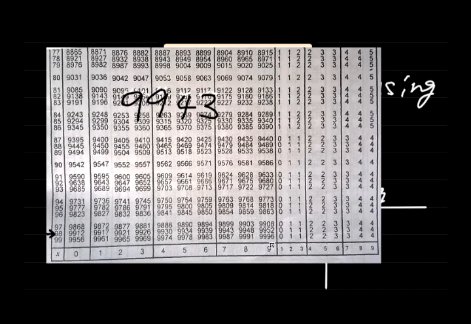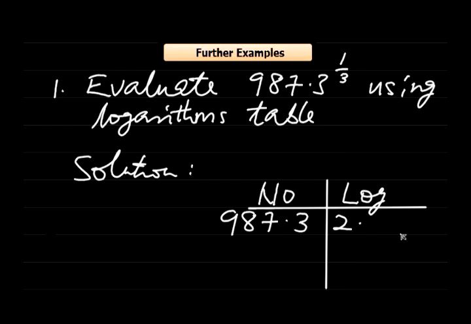Difference 3. You go to the differences here. That's 3 here. You trace it up. That is 1. So you add 1 to that value. That will give us 9944. That's our logarithm. And so we have 2.9944. The next thing we do now is to divide this by what?